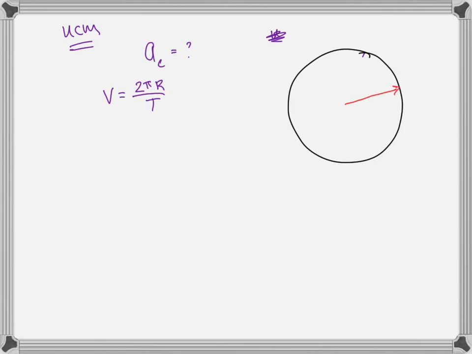If this is my radius vector, think about what happens as my object goes around the circle. The tip of my radius vector traces out a circle, which has an arc length of 2 pi r, and it takes a certain amount of time t to go around that circle. And so we can find that the speed, not velocity, but speed, is 2 pi r over t.